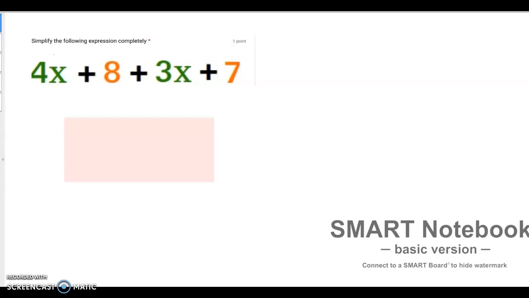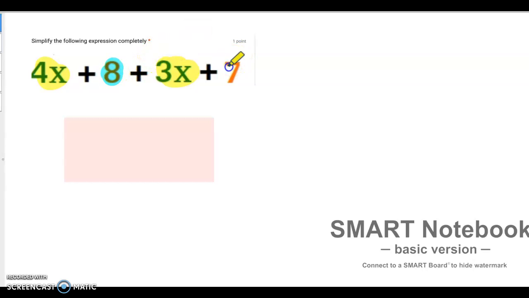All right, this says simplify the following expression completely. So remember, an expression does not have an equal sign. So when we're simplifying an expression, all that we need to do is combine our like terms. So here, if we look, 4x and 3x would be like terms because they have the same variable.